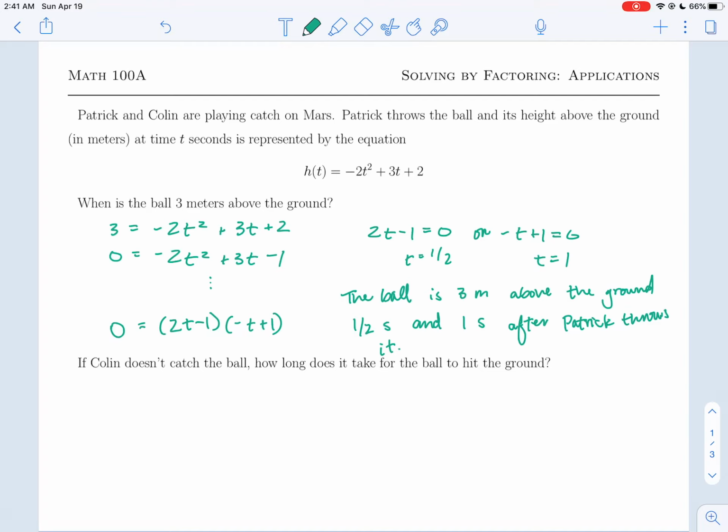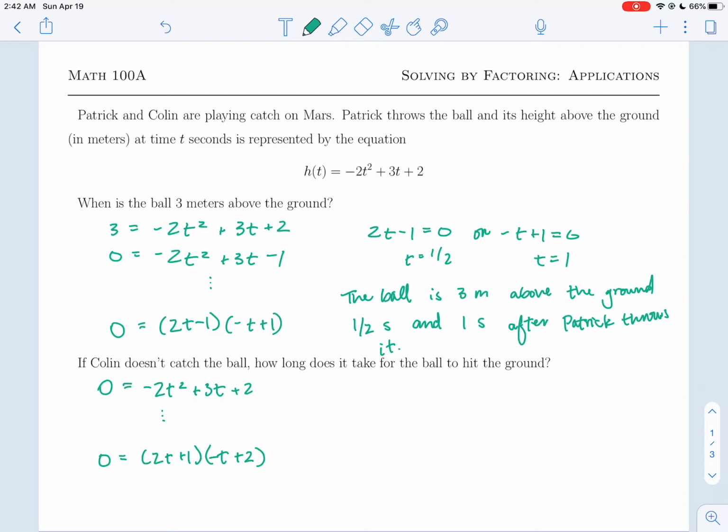So, in the last problem where I put that 3 on the left side of the equation, this time I'm actually just going to put a 0 on the left side of the equation. I want to know when the height is 0. So 0 equals negative 2t squared plus 3t plus 2. Again, I'm going to skip some of those intermediary steps of factoring this equation. But if you go through those steps, you should get down to 0 equals 2t plus 1 times negative t plus 2.